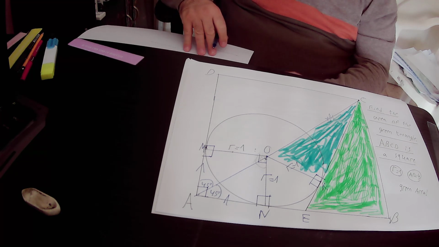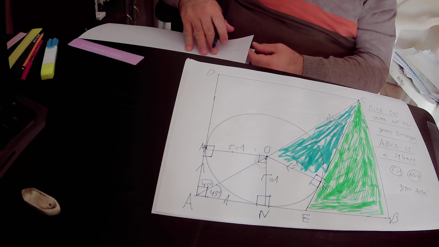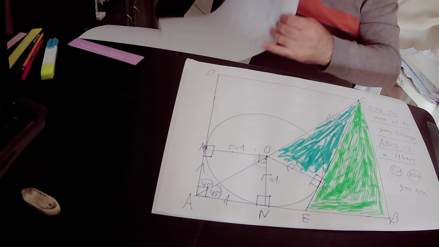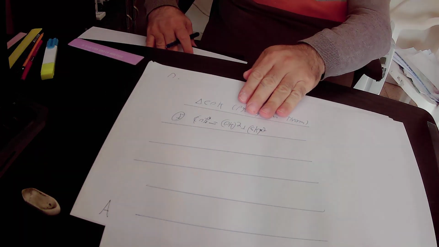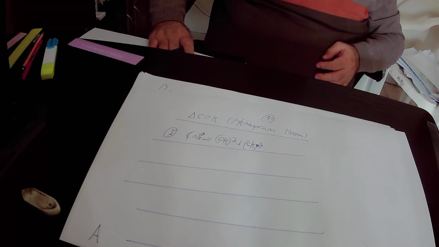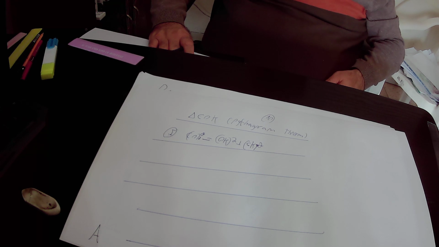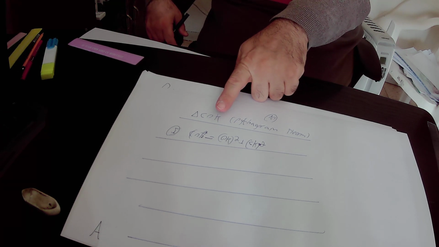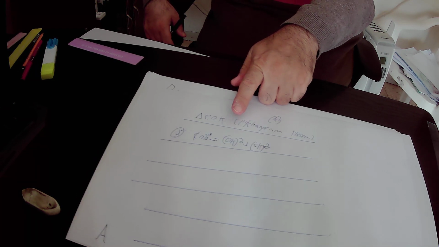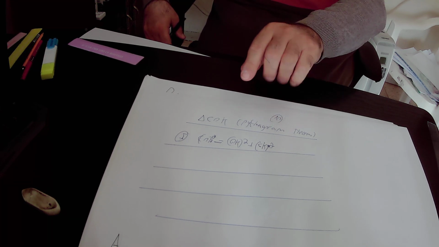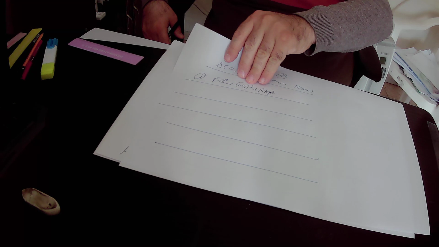I repeat again. In the right blue triangle, I can see OK. According to the Pythagoras theorem, the square of the hypotenuse equals the sum of the squares of the perpendiculars. The hypotenuse is CO, therefore the square of the hypotenuse is CO square, and it equals the sum of the squares of the perpendiculars, that is to say it equals OK square plus CK square.